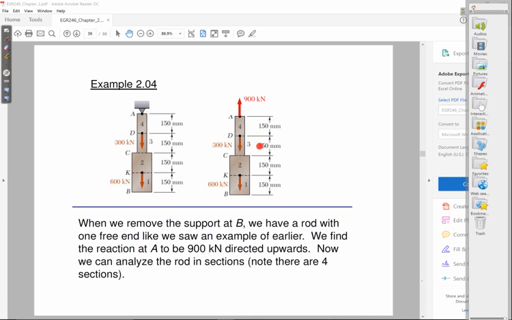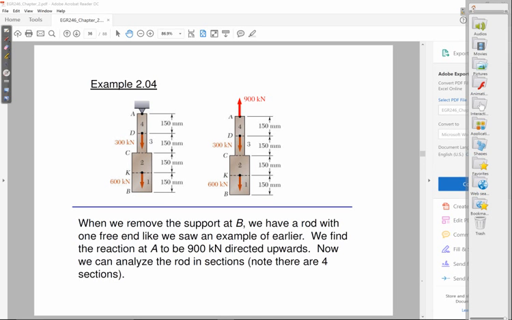Then I go from D to C, I encounter a change in area. That's another segment. From C to K, there's a change in force, so that's another segment. And then from K to B, you actually have another segment. But if you were to work this out mathematically, you would find that the internal force in KB is 0. The reason is that in between K and B there are no more external forces. There's no external force at B, so your force at B is 0.